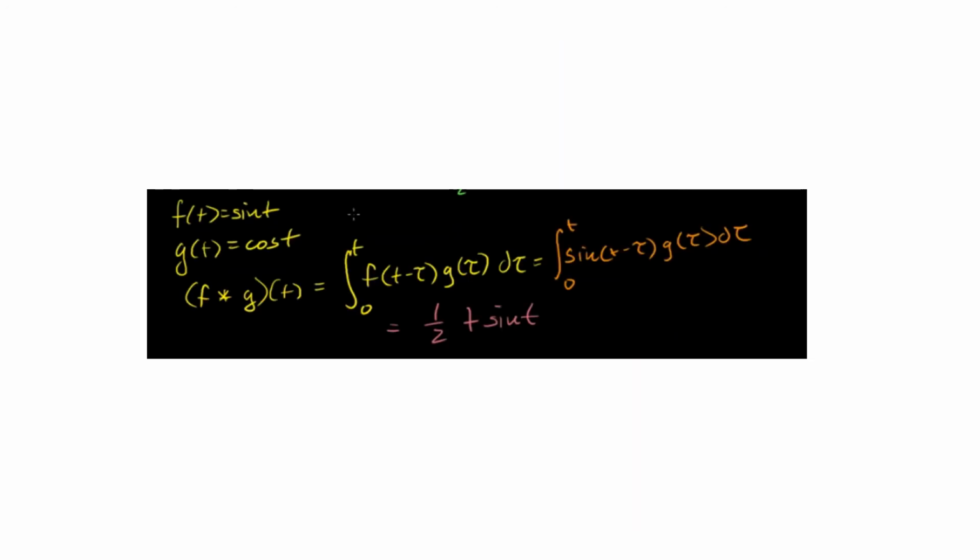So the entire calculation, what is the end result? We have two functions, sine t and cos t. We convolve these functions as per the definition, f of t minus tau, g of tau, d tau. The end result is half t sine t. The convolution of sine t and cosine t gives the result half t sine t, which is another signal, another function.